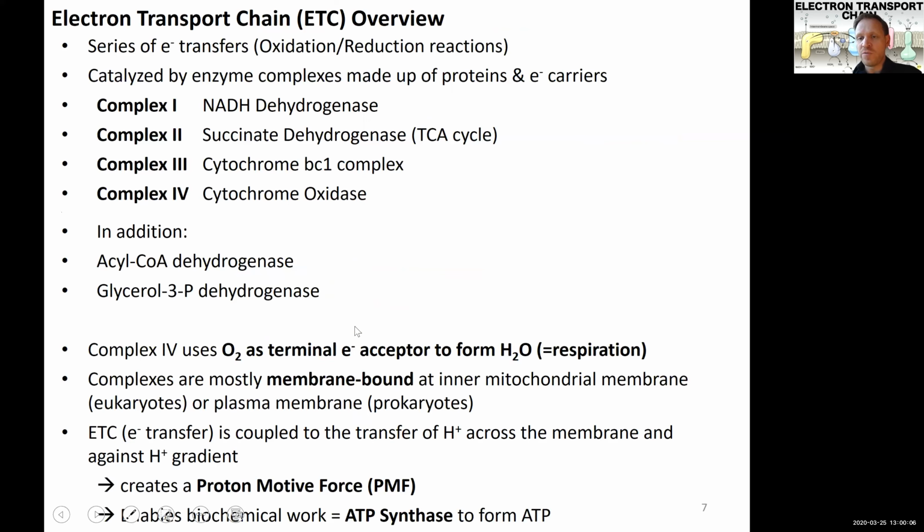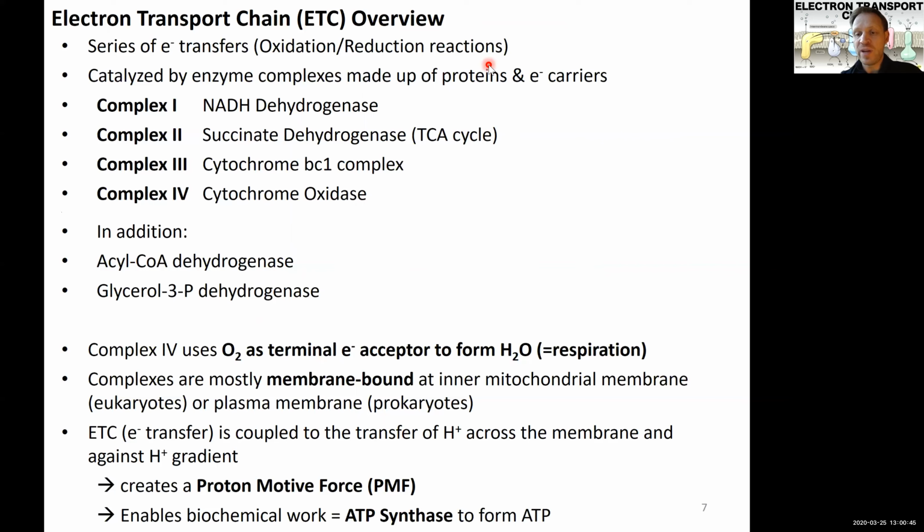So let's start with a bit of an overview. What actually is the ETC? The ETC actually is a series of electron transfers. If you think about biochemistry, these are oxidation reduction reactions. So we're actually not learning too much more here in terms of biochemical reactions. Mostly we are dealing with the oxidation reduction reactions that we have already seen all quarter. Much like those pathways, those oxidation reduction reactions are catalyzed by enzyme complexes. They're a bit different here. They're actually made up of proteins and these electron carriers.